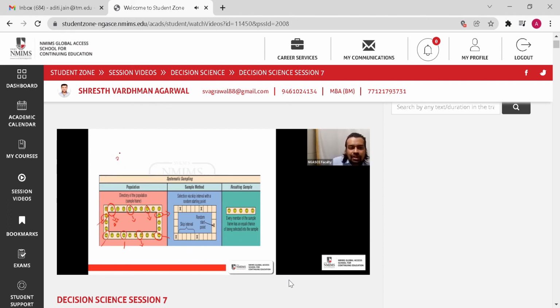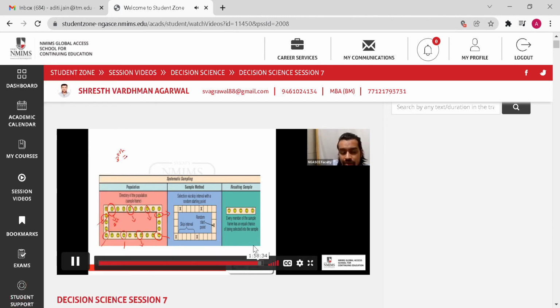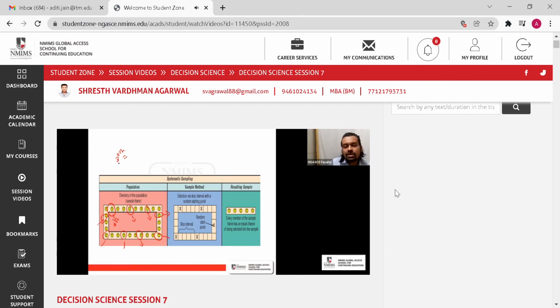So here every third person has equal probability to be selected. Here we can't say that all the population units have equal chances of being selected in a sample; only every third person has equal chances. Understood this? Yes or no?